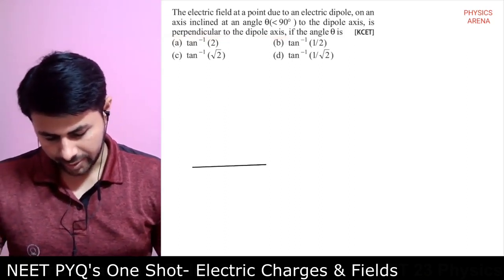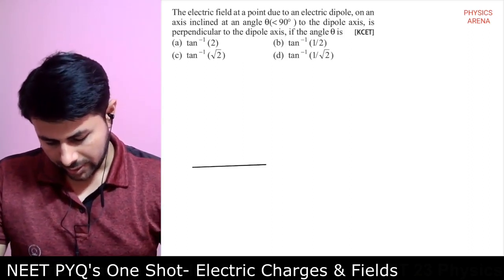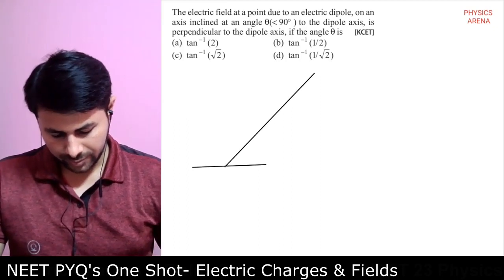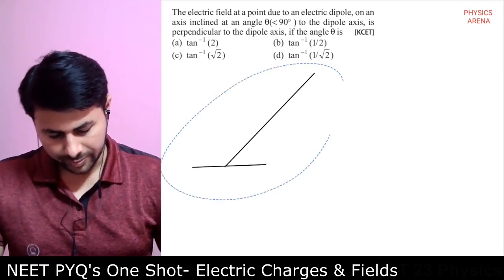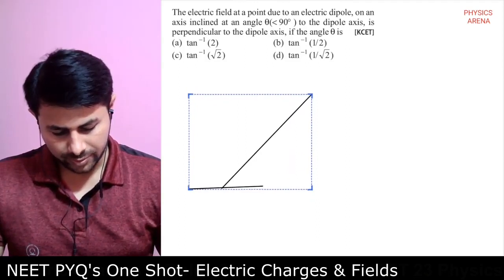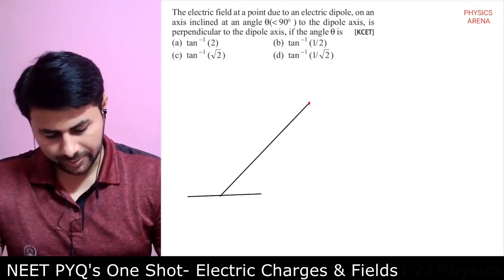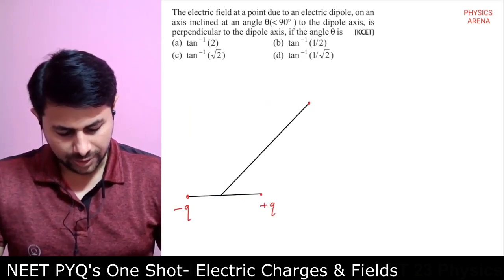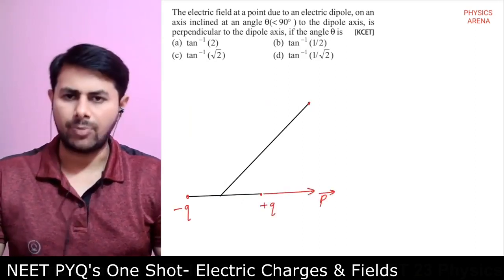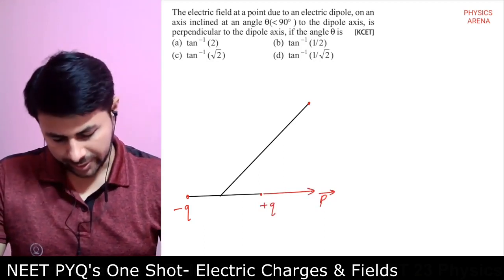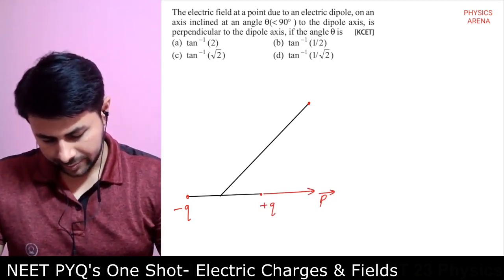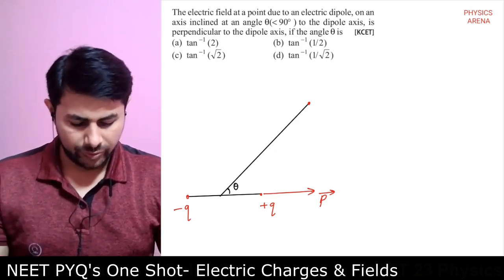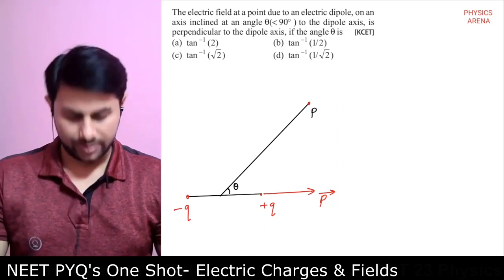this is suppose our dipole, and this is the point where we want to find out the electric field. Okay, this is minus q, this is plus q, and this is the dipole moment. Okay, direction of dipole moment. This angle is theta, this angle is theta. Okay, so we want to find out electric field at this point, right?